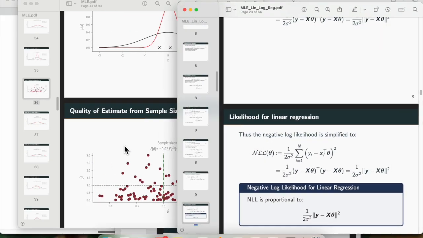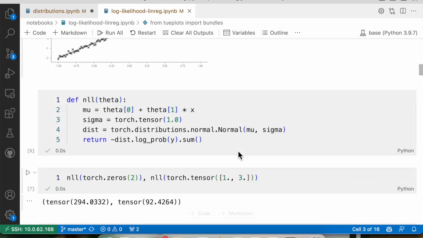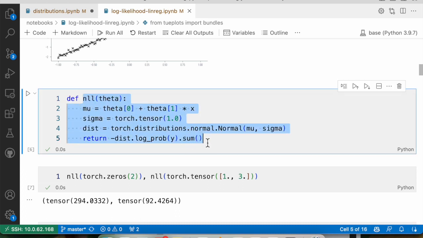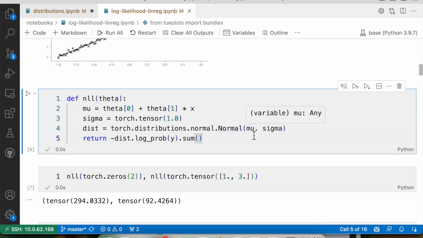We can go back to code. I think that's the beauty of thinking of this in the probabilistic framework. If you notice the code, I have a simple function, negative log likelihood of theta. I compute the mu term, which is theta naught plus theta 1 into x. I'm assuming sigma to be constant for now. I create a distribution object, a normal distribution with a certain mu and sigma, and I evaluate the log probability at my y's.